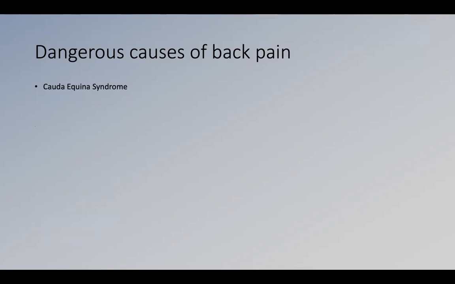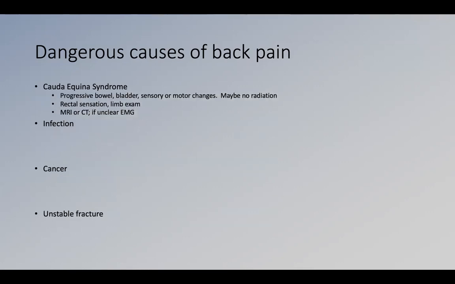So we worry about cauda equina syndrome, infection, cancer, and unstable fractures. Cauda equina syndrome is progressive bowel, bladder, sensory, or motor changes, okay? It progresses over hours to a day or two. It's a medical emergency. The faster you decompress, the more likely the person doesn't have to use a catheter for the rest of their life, right? Some of these people have no radiation of pain. Why? Because the posterior primary ramus isn't inflamed around the nerve root sheath. It's right smack in the center.